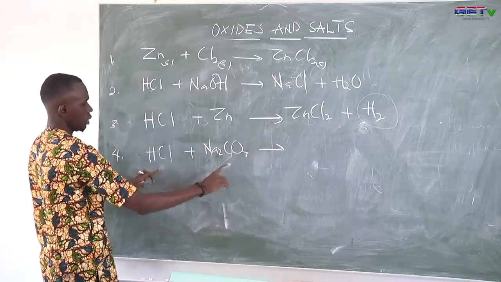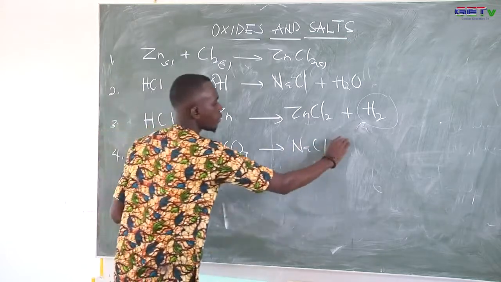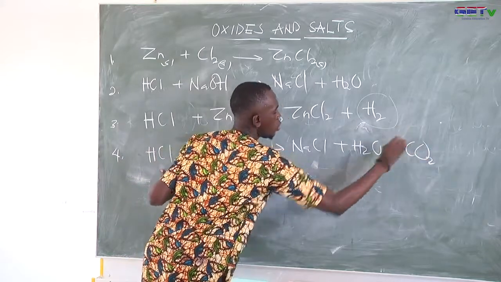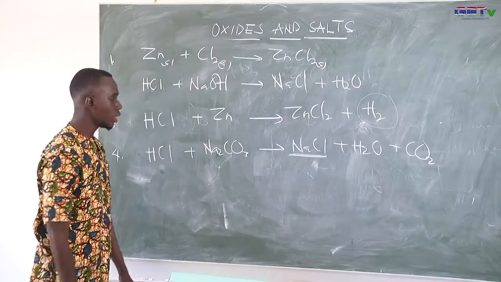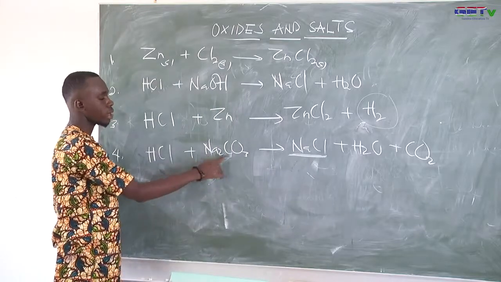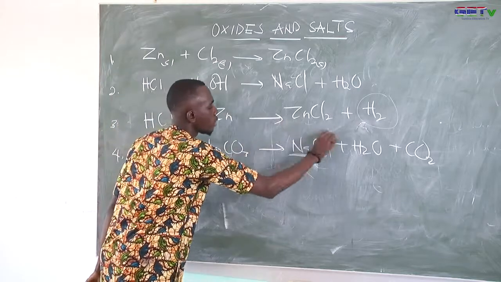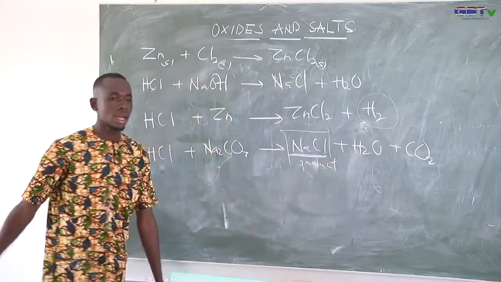it will form NaCl. It will again form H2O, and finally it will liberate CO2. So in this case, the salt is NaCl. We have a salt which is called sodium carbonate, but we don't need it. That's why we are reacting with the acid to form this kind of salt, which is going to be our main product in this reaction.